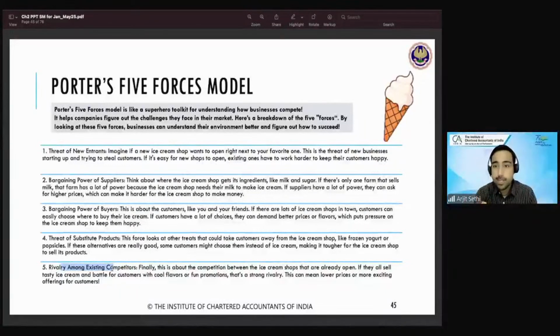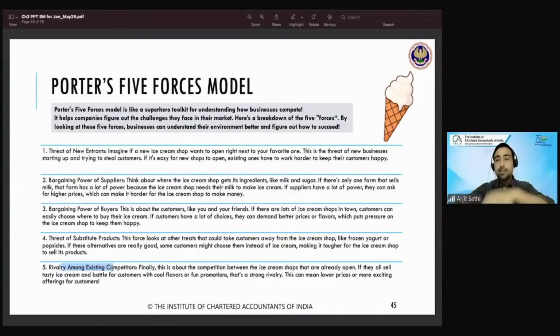Now, what is this? Rivalry amongst existing competitors is there, but they're selling the same product. Somebody's just selling bhel puri, somebody's selling vada pav, somebody's selling bhalla papdi or whatever the snack of that city is, like poha or dhokla. Now, this momo stand comes and stands next to them. This guy brings their small momo stand and stands next to them.